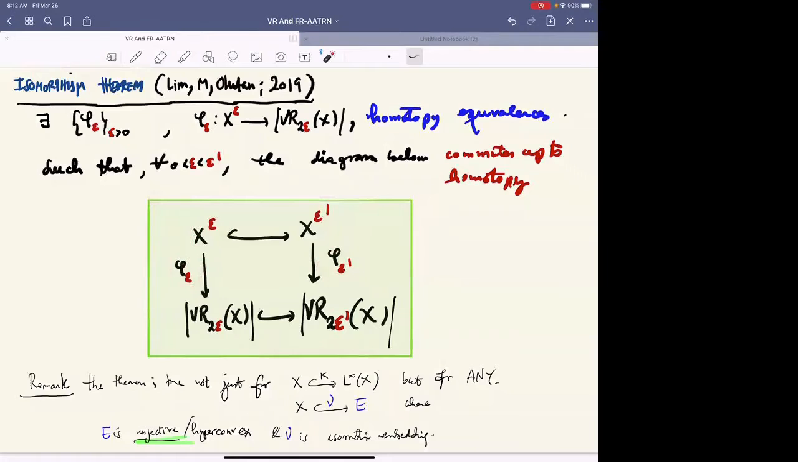And one useful remark is that the theorem is true not just for the construction of X epsilon via L infinity, but also for a construction of X epsilon for any ambient space E, which admits an isometric copy of X. And furthermore, and this is an important condition, E is required to be injective. And I will explain what injective means in a few minutes.